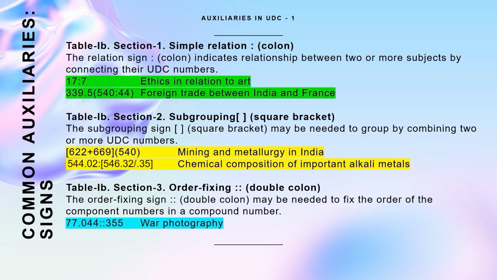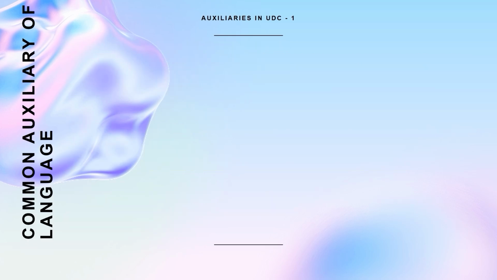Suppose you see 77.044, that is photography, and 355 is army. So if we give the colon sign, that is a relation between army and photography, then it will be 355:77.044 or 77.044:355. But by putting this double colon, we will fix the order, that is 77.044:355, not 355:77.044. And next one, see common auxiliaries of language.